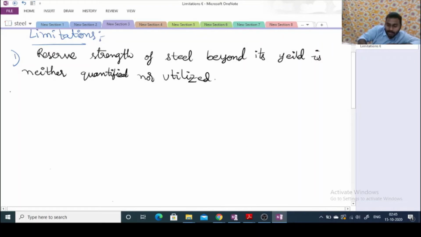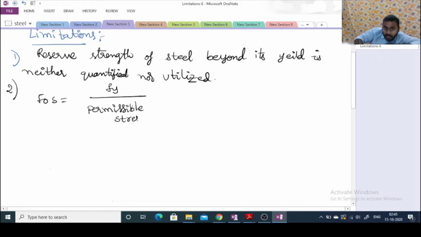Now the second drawback is related to the factor of safety. We know the definition of factor of safety. Factor of safety is nothing but yield stress Fy by permissible stress. This is how factor of safety is defined. Whatever factor of safety values we have discussed are based on IS 800 1984. Like in axial tension and compression it is 1.667, and in bending tension and compression it is 1.515, etc. These are the factor of safety values mentioned in IS 800 1984.